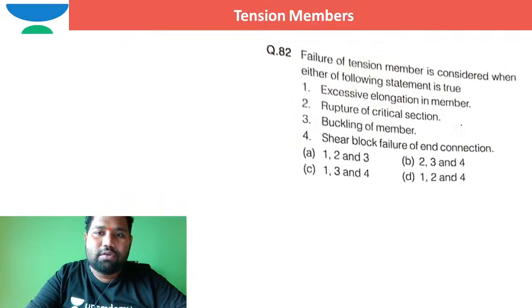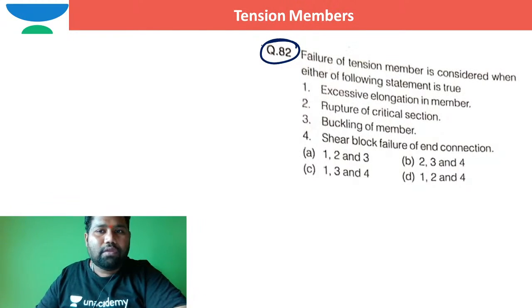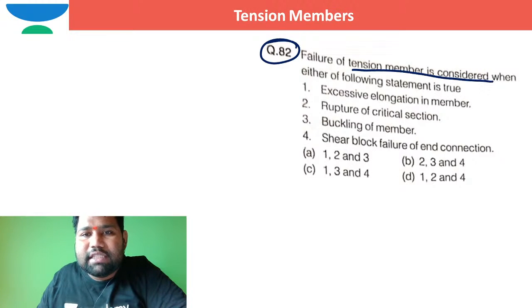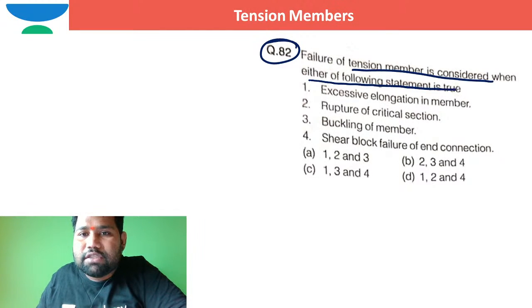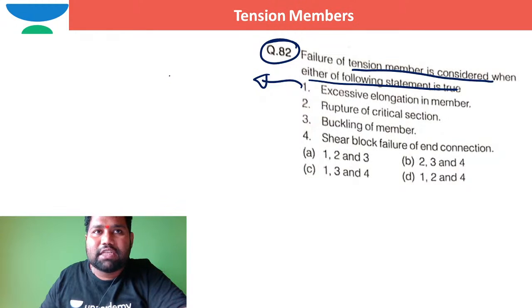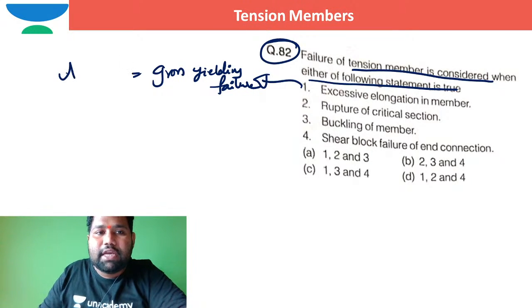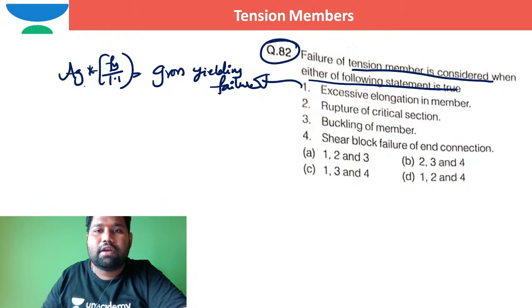Moving to the next question. I hope you are able to see it. The failure of tension member is considered when either of the following statements is true. First, excessive elongation in the member. Excessive elongation will take place when the gross cross section has crossed gross yielding failure, which we call Ag into Fy by 1.1.